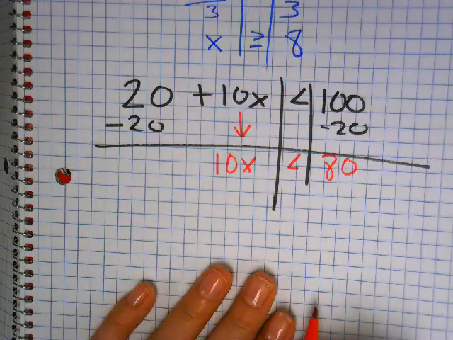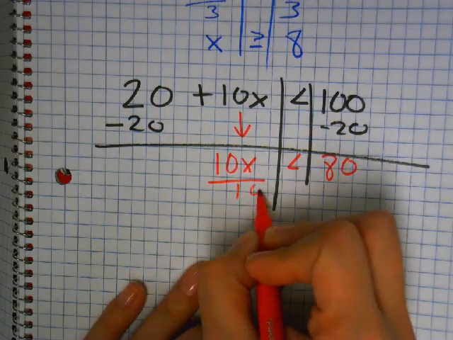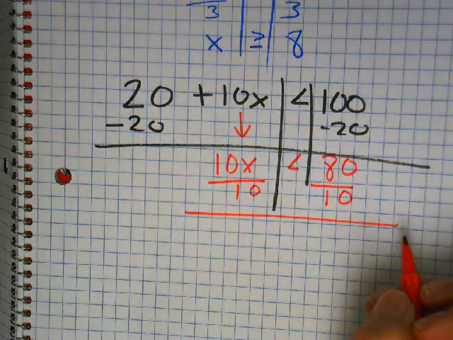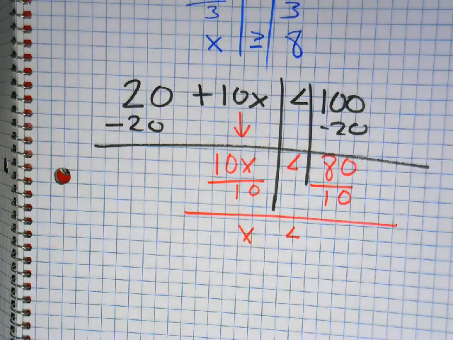Okay. How do I move the 10? Divide by 10. Daniel, let's focus so we do not make mistakes later. x is less than, what's 80 divided by 10? 8.